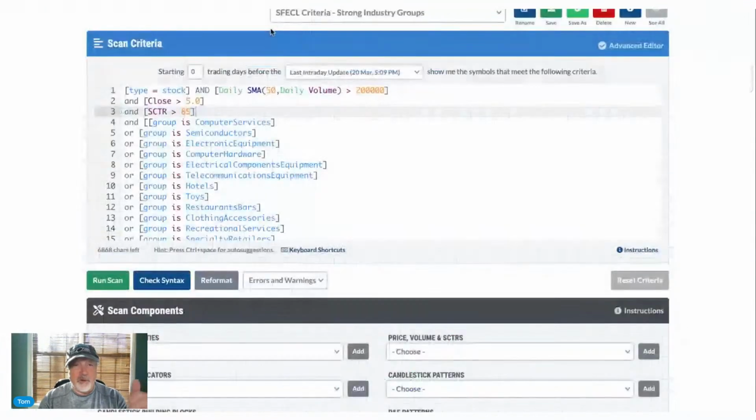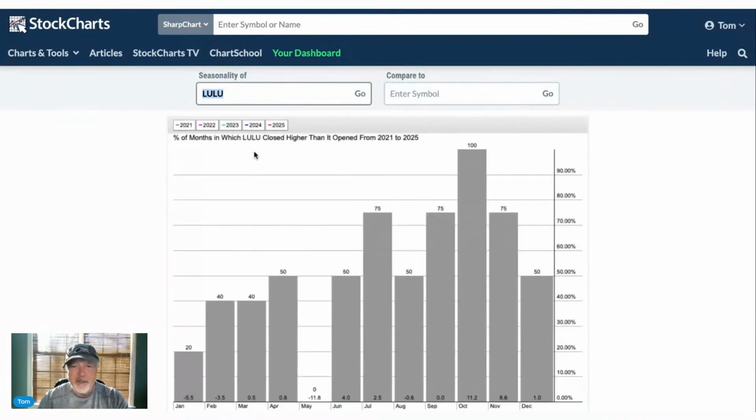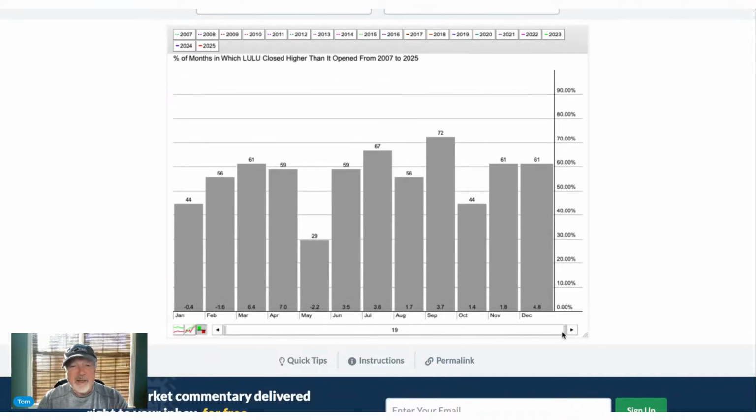So let me show you how we would do this. So I'll just show you Lulu on here. Seasonality. And then what we do is we go back 20 years, in this case, 19 years. But remember right now, this includes March of 2025. See right here? So percentage of months in which Lulu closed higher than it opened from 2007 to 2025, but it includes this year. Remember, in a perfect world, I try to get this out the beginning of March. So there's going to be no March activity yet in 2025.